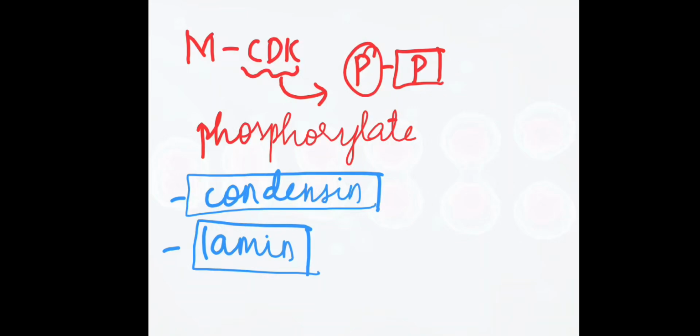Okay, so just consider these two important proteins. M-CDK phosphorylates condensin protein in order to make extensive condensation of the mitotic chromosome, and M-CDK phosphorylates lamin proteins, which form a stabilizing network under the nuclear membrane. Okay, and condensin is a highly conserved 5 subunit protein. So we are now heading towards condensin protein.